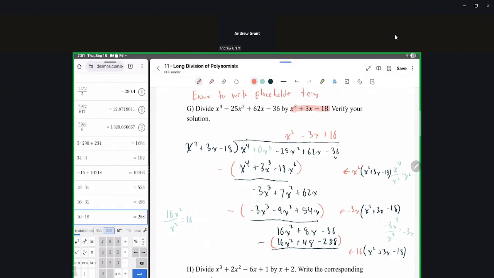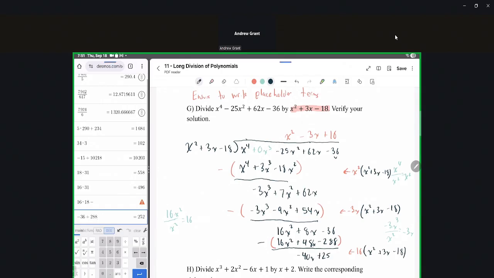Okay, so 16x squared minus 16x squared is 0. 8 minus 48 is going to be negative 40x. And then negative 36 plus 288 is going to be 252.